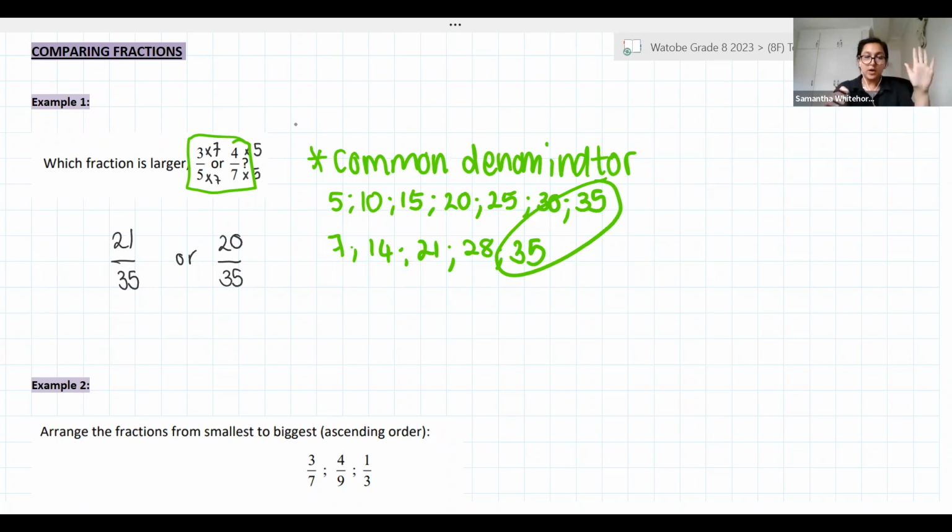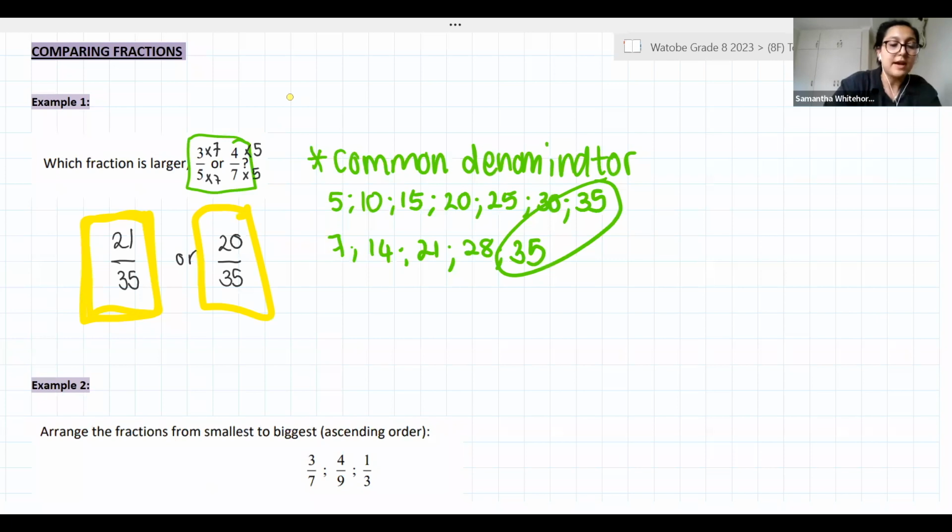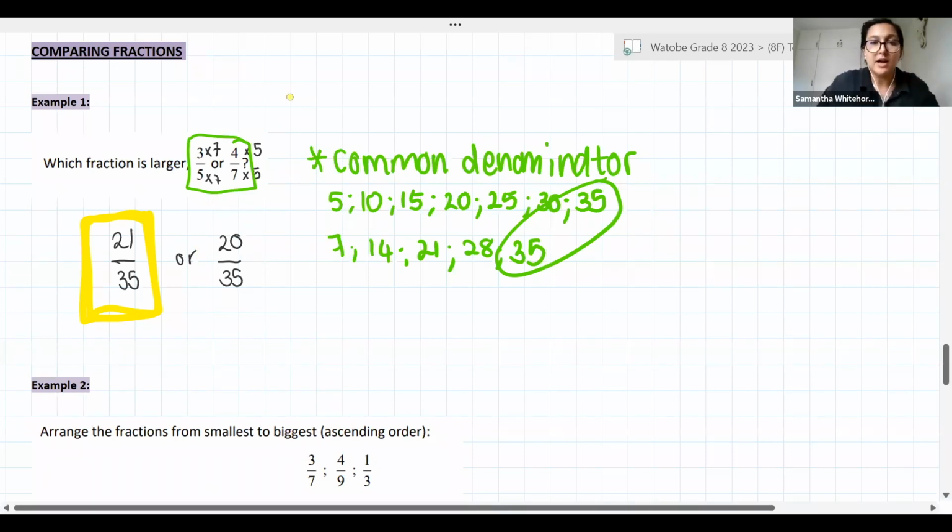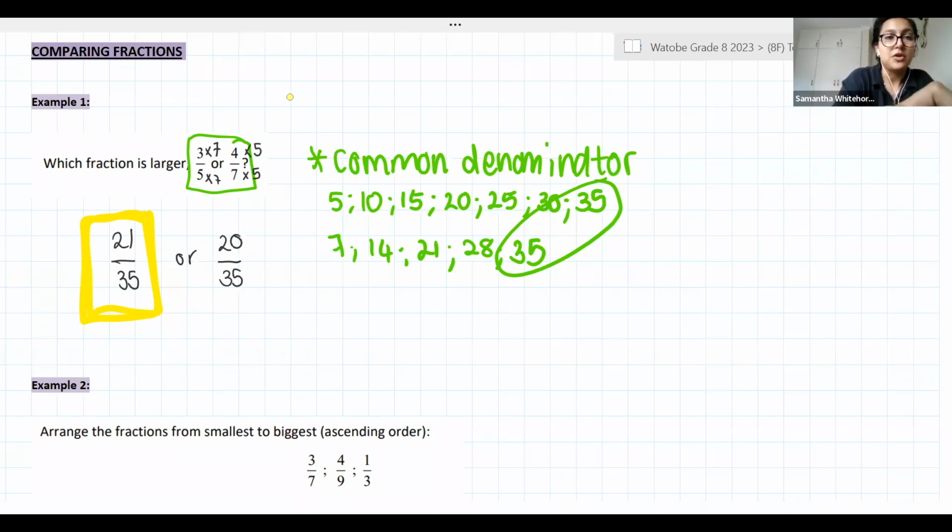And so we've got 21 parts and we've got 20 parts. So now we have to decide which represents the larger portion. Well, I would much rather have 21 out of 35 slices of pizza than only 20. So that means that 21 out of 35 is the bigger fraction. And so if we go back to our original fractions, the 3 over 5 is the larger fraction. I always relate fractions back to food. If there are 35 cupcakes available to me, I would rather eat 21 than 20. So that is the bigger fraction.